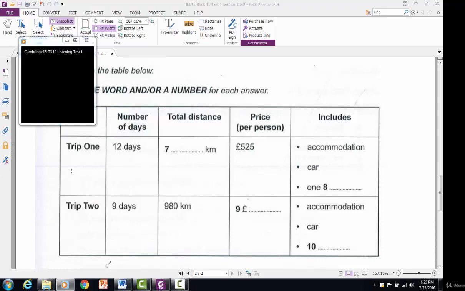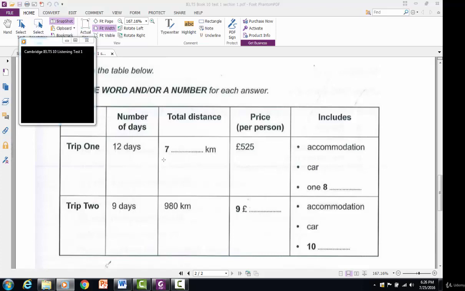So, how many days are the trips, and how much do they cost? The first one I told you about is a self-drive tour through California, which lasts 12 days and covers 2,020 kilometers. The shortest journey is 206 kilometers, and the longest is 632 kilometers. The cost is £525 per person. That includes accommodation, car rental, and a flight, but no meals.